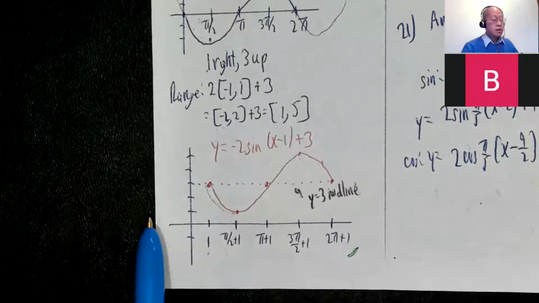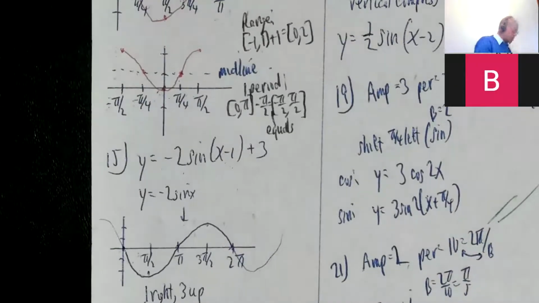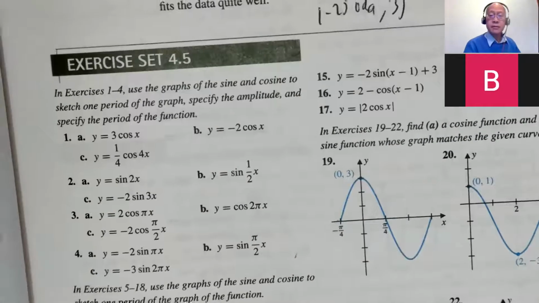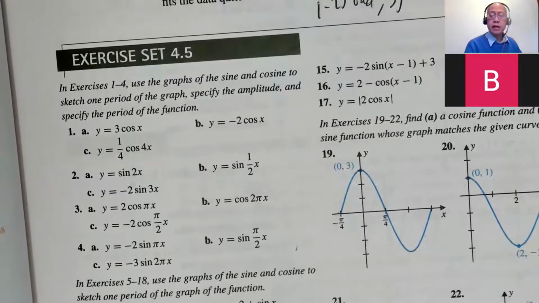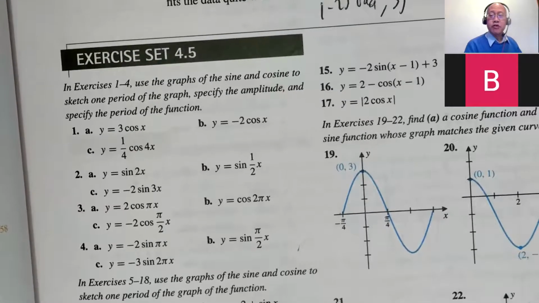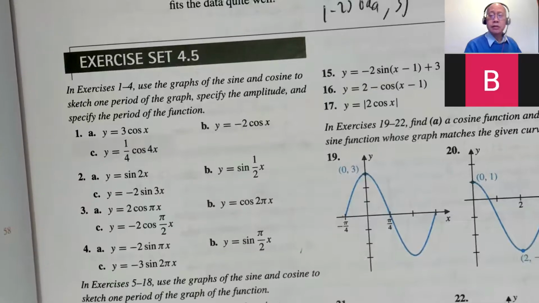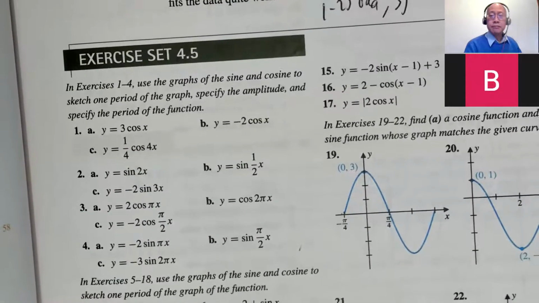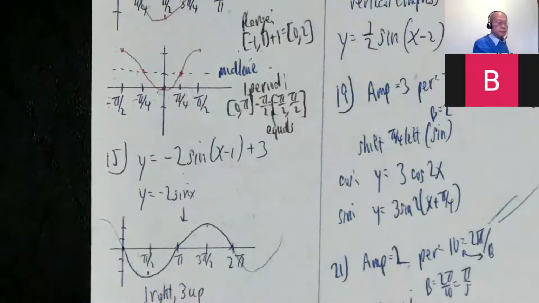Okay, so that's that one. Okay, 17 has an absolute value in it. Absolute value of 2 cosine x. We've played that game before with an absolute value. Anything that's below the x-axis, we bounce it into the area that's above the x-axis by doing reflection, right?